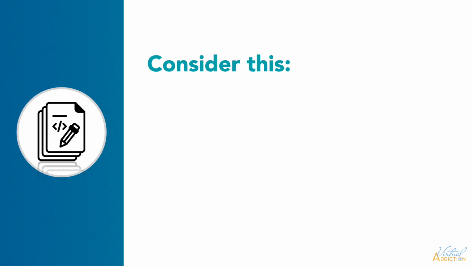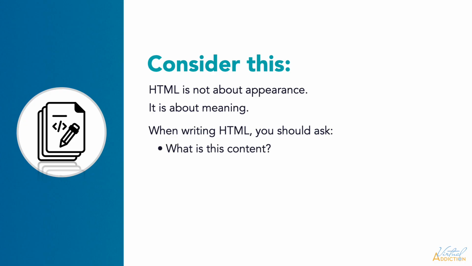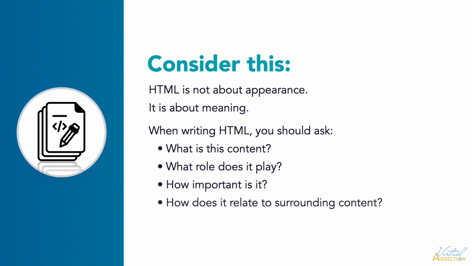The most important mind shift when learning HTML is this: HTML is not about appearance, it is about meaning. When writing HTML, you should ask, what is this content? What role does it play? How important is it? How does it relate to other content? You're not answering questions like, how do I make this bigger? Or how do I make this blue? Those questions belong to CSS.